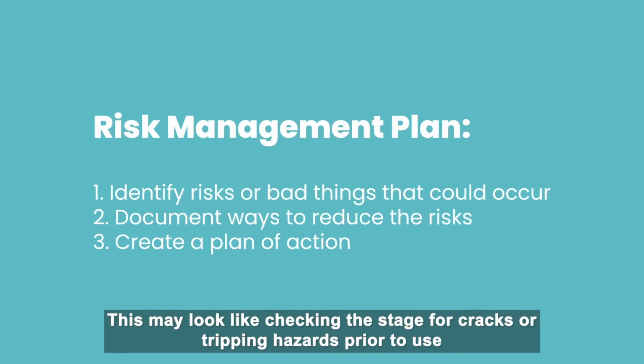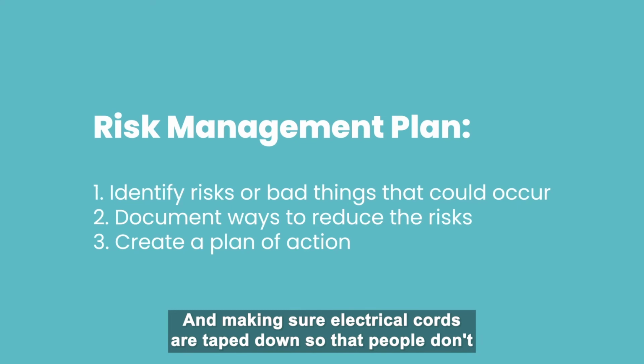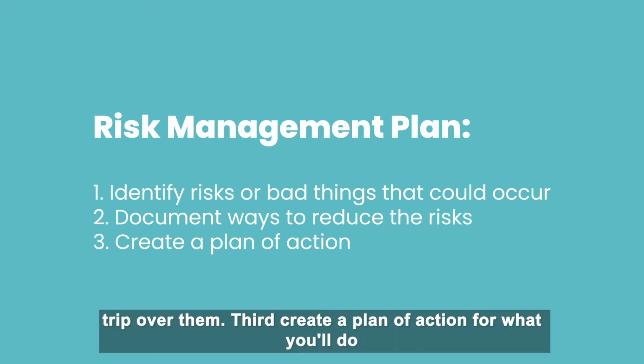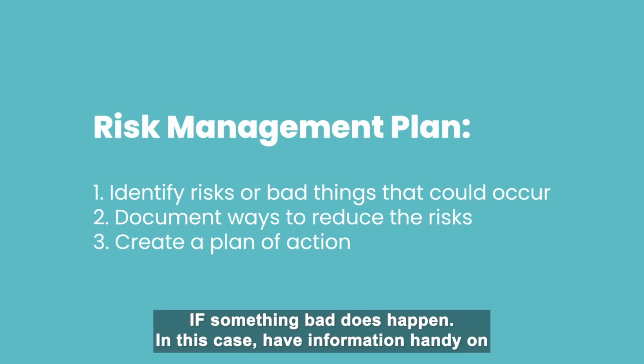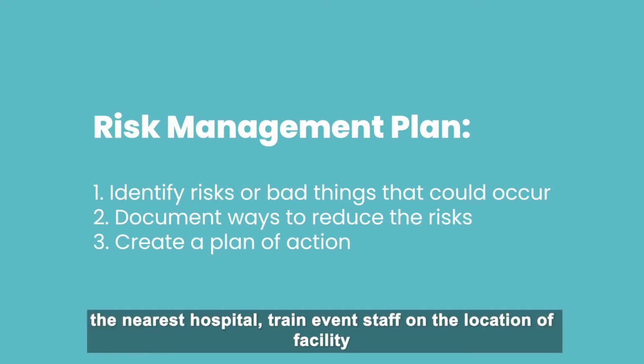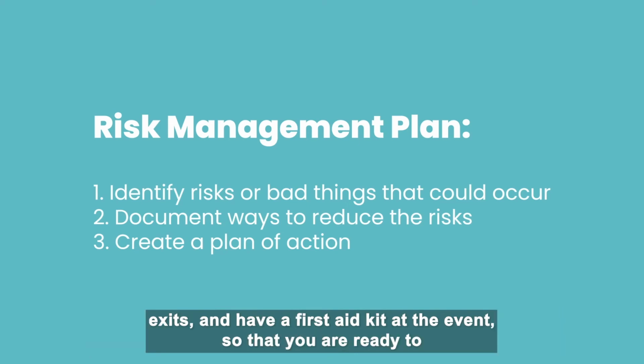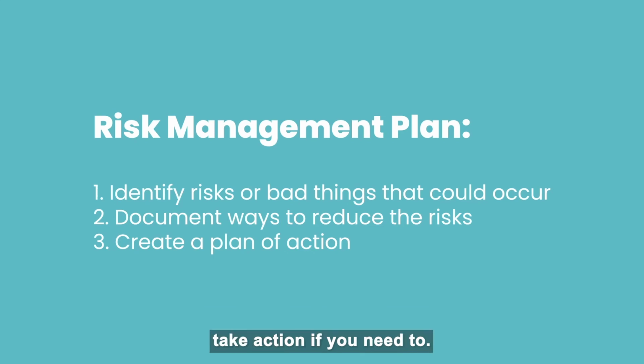This may look like checking the stage for cracks or tripping hazards prior to use and making sure electrical cords are taped down so that people don't trip over them. Third, create a plan of action for what you'll do if something bad does happen. In this case, have information handy on the nearest hospital, train event staff on the location of facility exits, and have a first aid kit at the event, so that you are ready to take action if you need to.